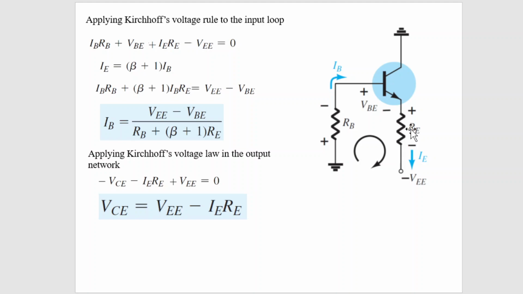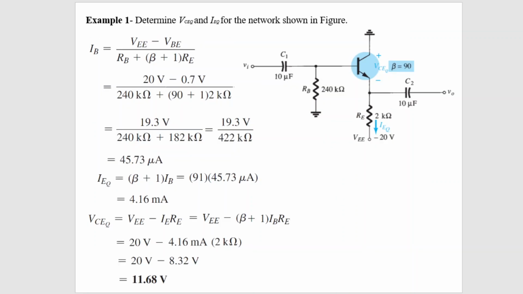So let us try to solve one numerical problem based on emitter follower configuration. Example 1: determine VCEQ, that is the collector emitter voltage, and IEQ. Here there is no collector resistance, so we have not written the collector current. The Q point is basically the emitter current, which is approximately equal to the collector current. So determine VCEQ and IEQ for the network shown in the figure.